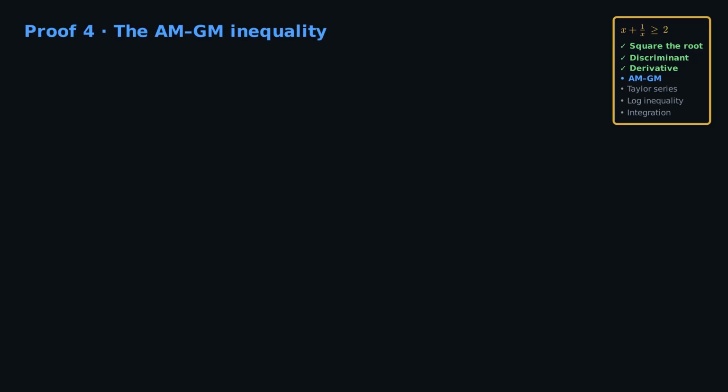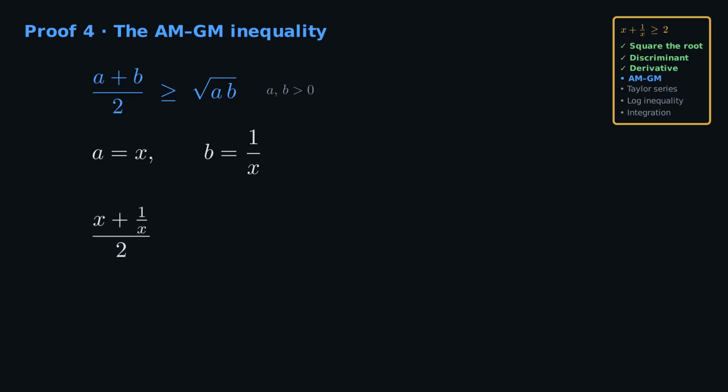Proof 4, the AM-GM inequality. According to the AM-GM inequality, a plus b over 2 is greater than or equal to the square root of ab for positive real numbers a and b. Let a equal x and b equal 1 over x. This gives us x plus 1 over x, divided by 2, is greater than or equal to the square root of x times 1 over x. But the square root of x times 1 over x is equal to 1. And this gives us, after we multiply by 2, directly that x plus 1 over x is greater than or equal to 2.